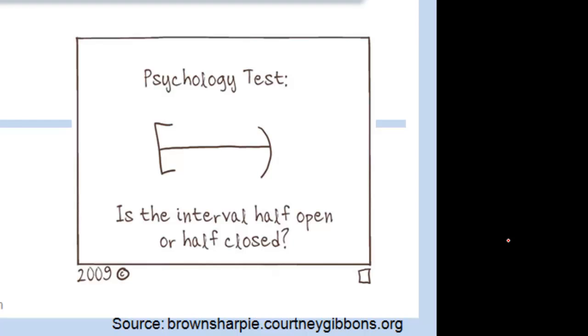The comic of the day is something I actually want to teach you today. It says, psychology test, is the interval half open or half closed? Something we have not talked a lot about this year is interval notation. And it's a really great shortcut when you want to express things like the domain and the range.